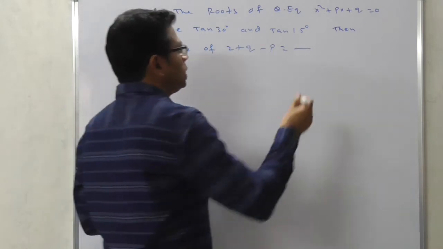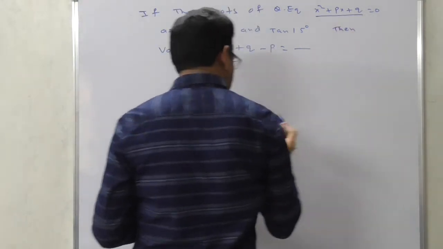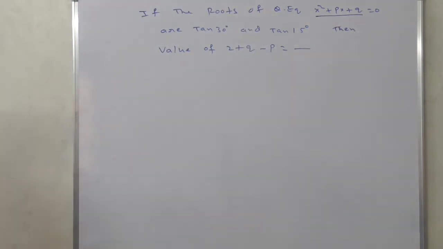What is the given equation here? x square plus px plus q equal to 0. Now apply the sum of the roots as well as the product of the roots concept. What are the roots here? Tan 30 and tan 15. Arun, can you tell the procedure? Yes. Good. Have you finished? Yes, right.